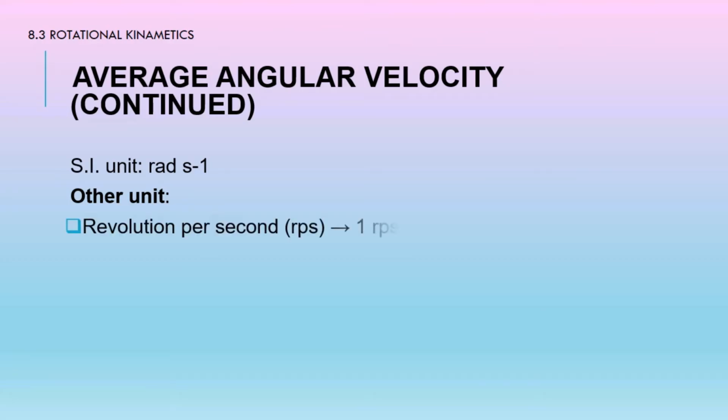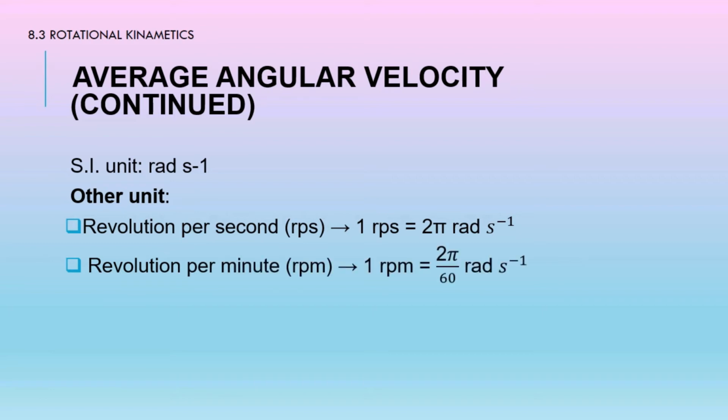They are revolution per second or RPS. 1 RPS equal to 2 pi radian per second, and the last one is revolution per minute or RPM. 1 RPM equal to 2 pi over 60 radian per second.